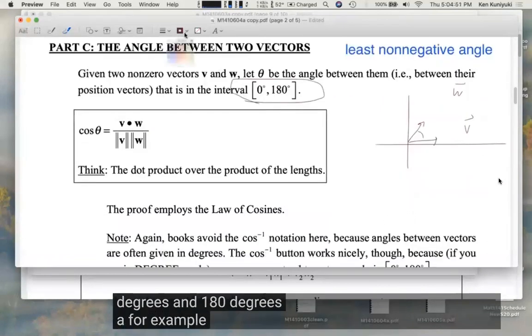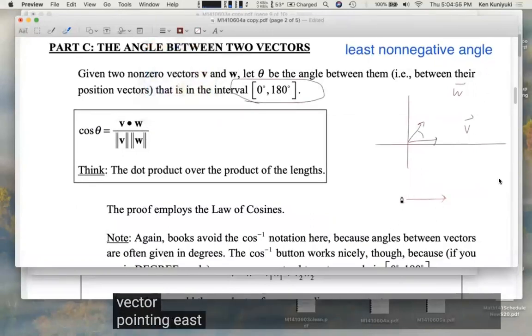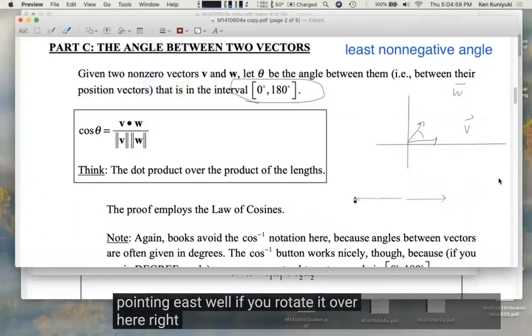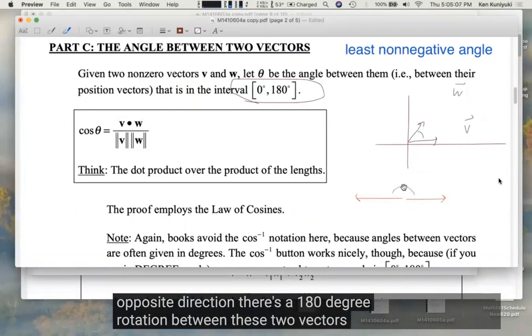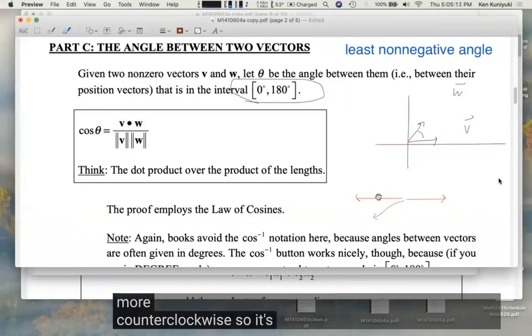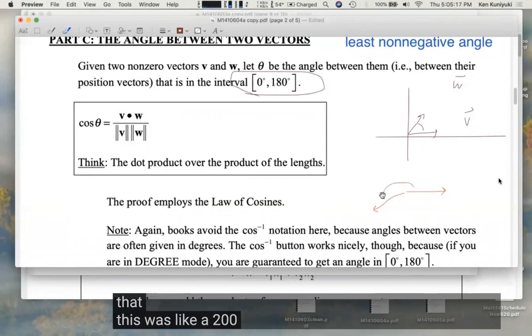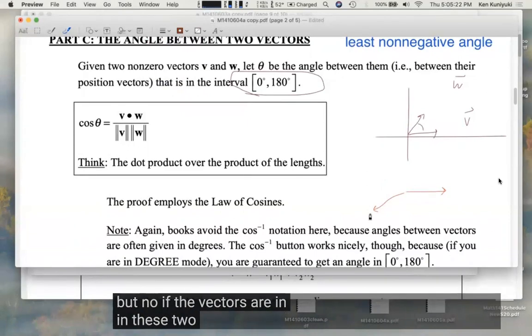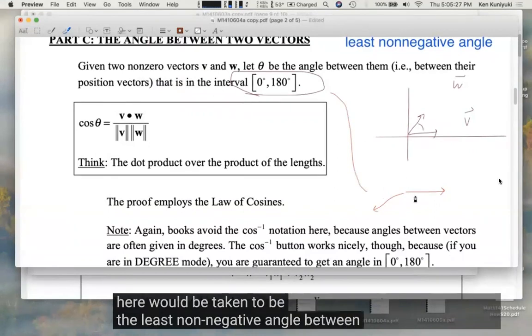For example, let's say that we have a vector pointing east. If you rotate it over here, this one is pointing the opposite direction. There's a 180 degree rotation between these two vectors. But if you were to rotate this a bit more, counterclockwise, so it's like that, back in chapter 4 we might have said that this was like a 200-something degree angle. But no, if the vectors are in these two directions, then this angle here would be taken to be the least non-negative angle between them.